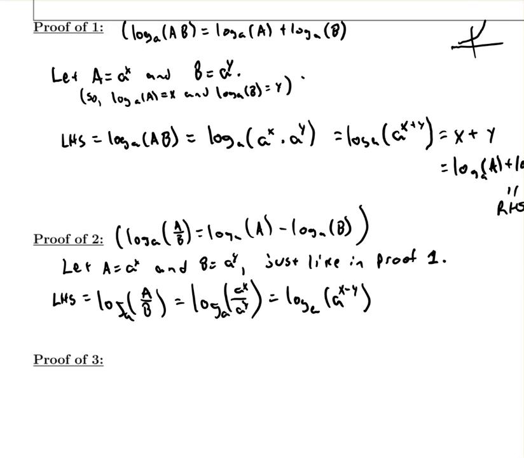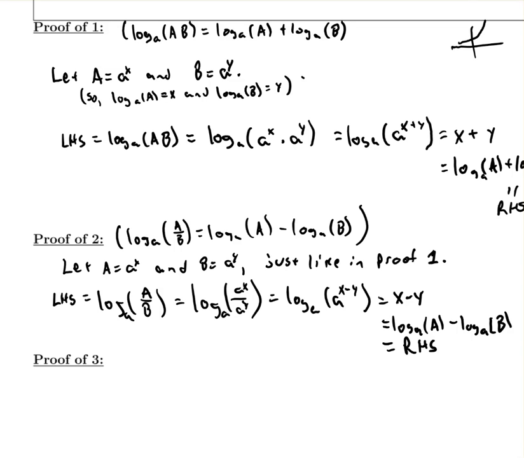And again, just like that trick we used in proof 1, log base a and a to some power are going to undo each other to just leave me with x minus y. This is one of the nice properties. And x, just like in proof 1, is the same thing as log base a of big A. Y is the same thing as log base a of big B. And this is my right-hand side, and I have proved the second law. So now we have our addition law and our subtraction law proved.